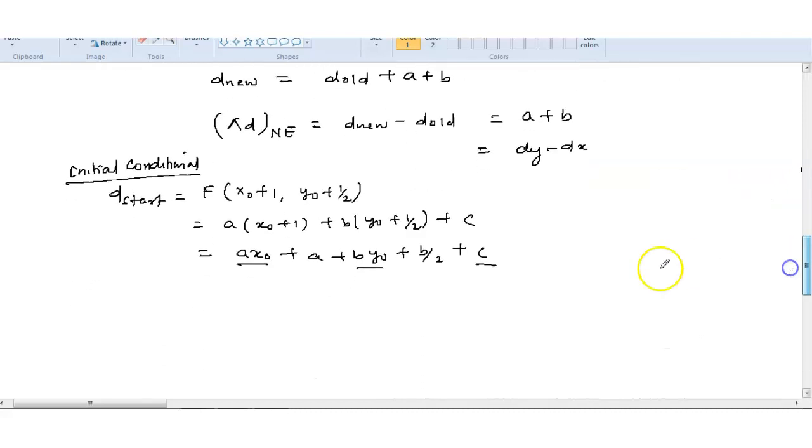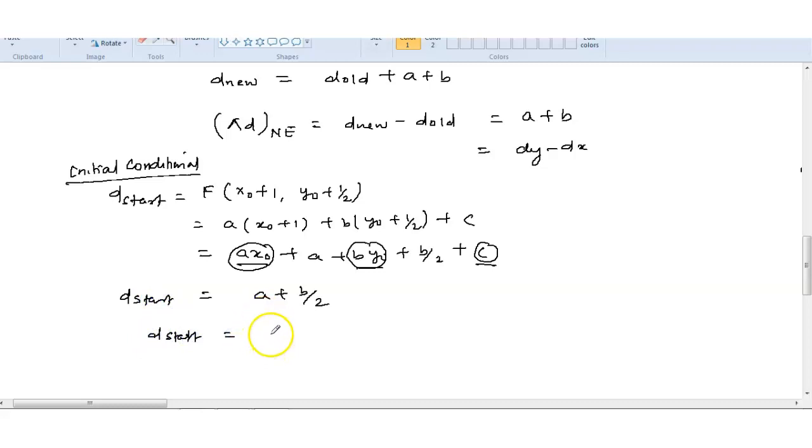Okay. So this x naught y naught is passing through the straight line, the starting point of the straight line. So this whole equation will be equal to 0. So the remaining will be a plus b by 2, which we can also write as d start is equal to a is dy and minus b dx by 2.